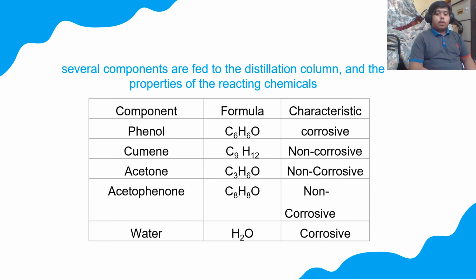These are several components that have been fed to the distillation column, and the properties of the reacting chemical. First is the phenol, whose characteristic is corrosive, same as the water. But for the cumene, acetone, and acetophenone, the characteristic is non-corrosive.